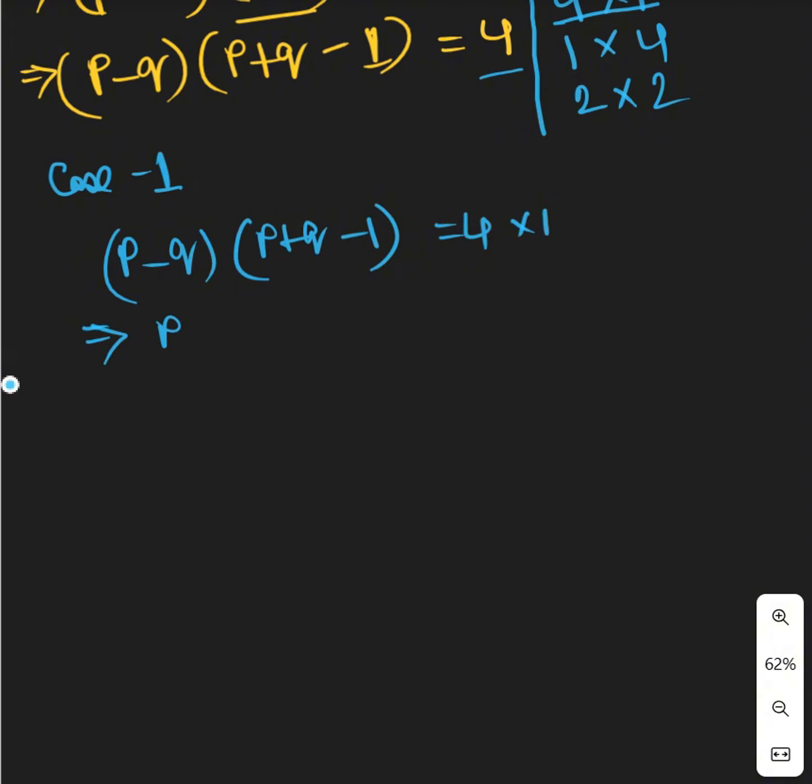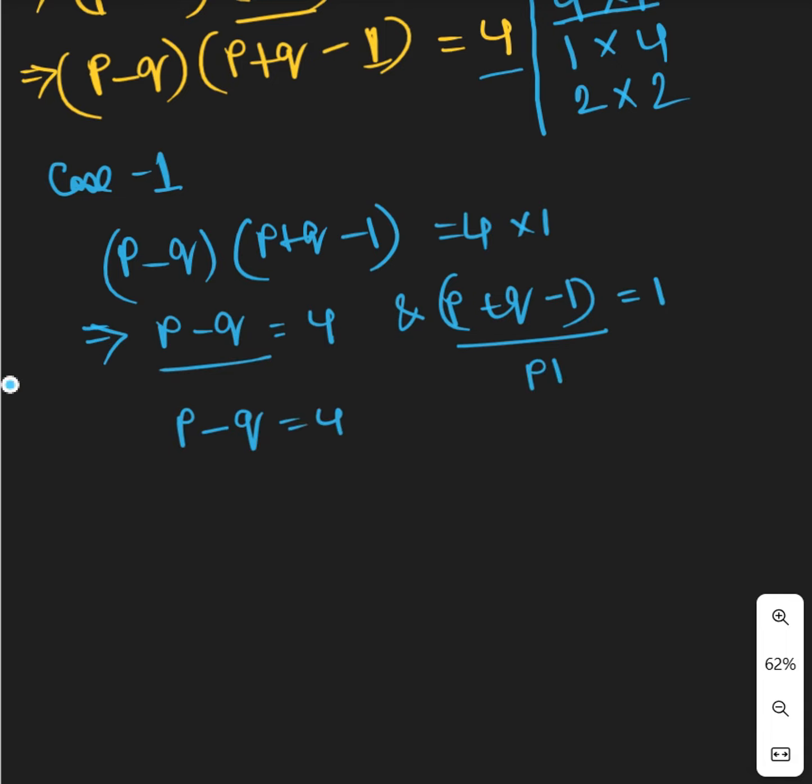Indeed, we could write down P minus Q is equal to 4 and P plus Q minus 1 is equal to 1. Now solve for P and Q from these two equations. We have to find the value of P and Q. Let's try now. So here P minus Q is equal to 4.